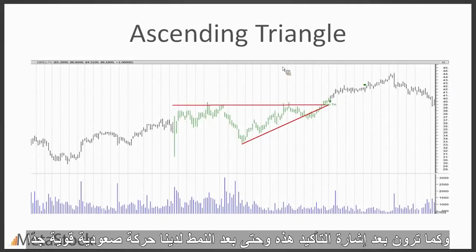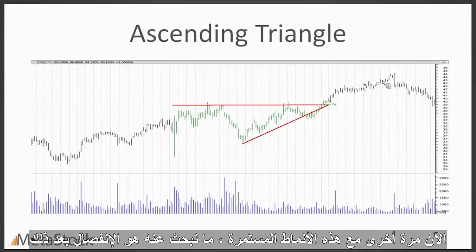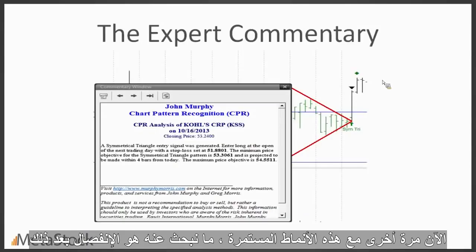And as you can see, after this confirmation signal, and even after the pattern, we have a pretty strong upward movement. Now, again, with these continuation patterns, what we are looking for is the breakout afterwards.